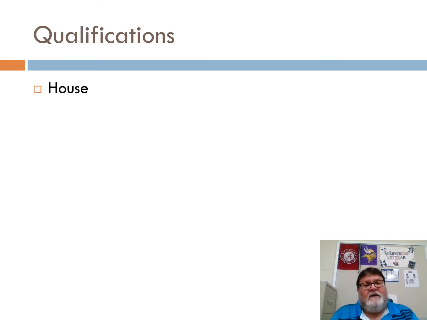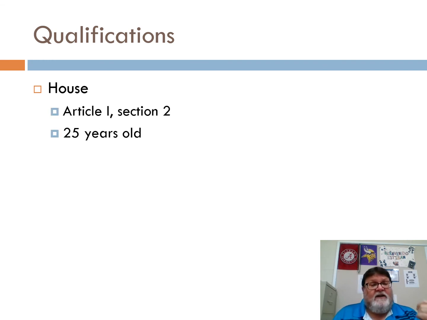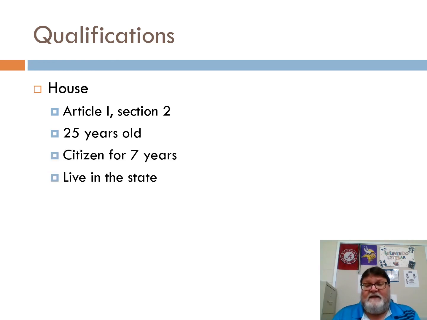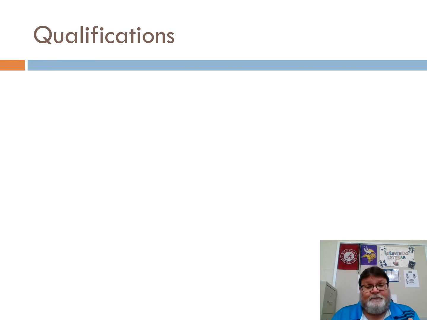So what does it take? We need to know the differences between the House and the Senate. For the House, in Article 1, Section 2 of the Constitution, you have to be 25, a citizen for 7 years, and live in the state. That's all you have to do. And remember that they have 2-year terms, and they're up every 2 years, all 435 of them. So here in 2020, all 435 are up for re-election. Remember, this is the majoritarian portion of the government, the most majoritarian.